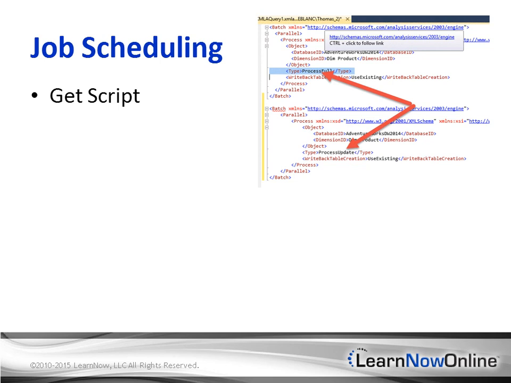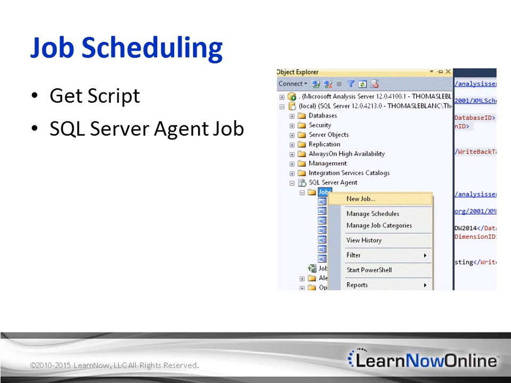After having the correct script, you can now create a job in the SQL Server Agent to schedule the processing. To create a new job, you have to open SQL Server Management Studio, and then you'll need to connect to the database instance. This is where SQL Server Agent is located. Once you get to the SQL Server Agent folder in the Management Studio Object Explorer, you can right-click the job folder under SQL Server Agent and select New Job.